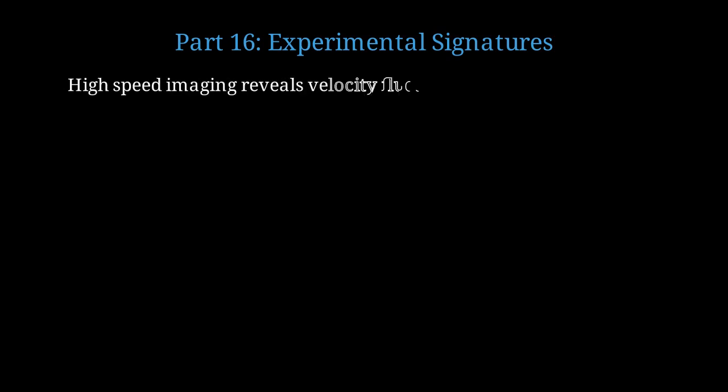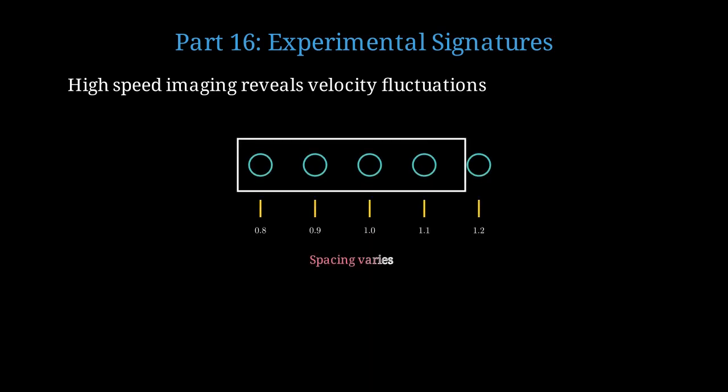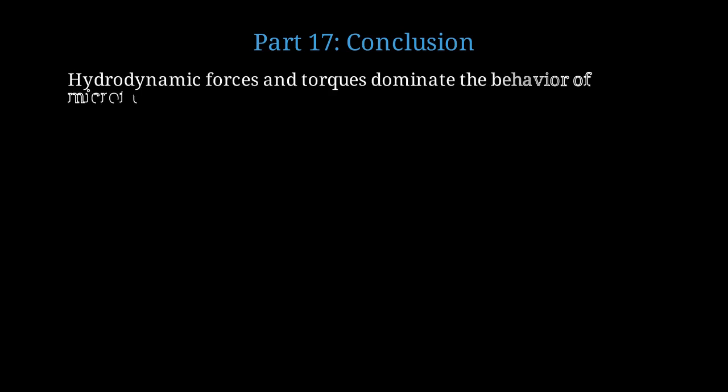How do we observe these hydrodynamic communications? Experimentally, high-speed imaging directly reveals velocity fluctuations and spacing variations between droplets. The middle droplet experiences asymmetric pressure from its neighbors, causing it to deform from a sphere into an elongated shape. In conclusion, droplet communication through hydrodynamic interactions is a rich and complex phenomenon. Hydrodynamic forces and torques dominate the behavior of microfluidic droplets, enabling a wide range of applications.